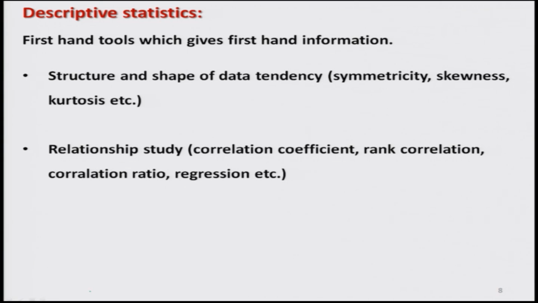Now, we try to take another topic. You may recall that when we started a discussion on descriptive statistics, we had taken 4 topics: measures of central tendency, measures of variation, the third was structure and shape of the data, and the fourth was the relationship study. So, we already have done the measures of central tendency and variation.